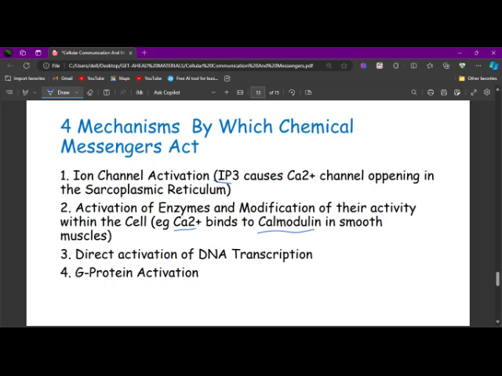That will activate that enzyme so that muscle contraction can occur in the smooth muscles. Then we have also direct activation of DNA transcription so that we can transcribe certain proteins that are needed in the body. Then another one is G-protein activation. With G-protein activation, we have G-protein-coupled receptors that activate certain proteins so that they can achieve a certain function in the body, as we will see.